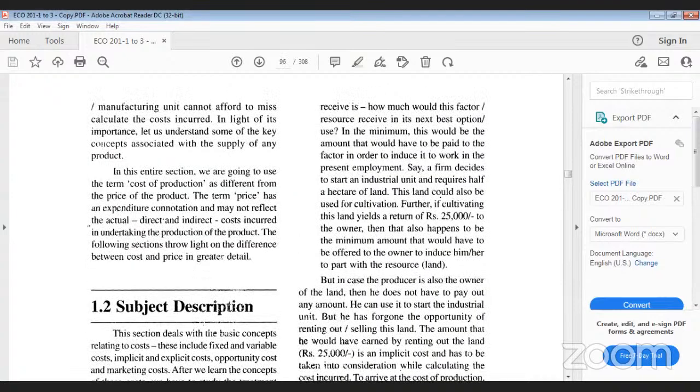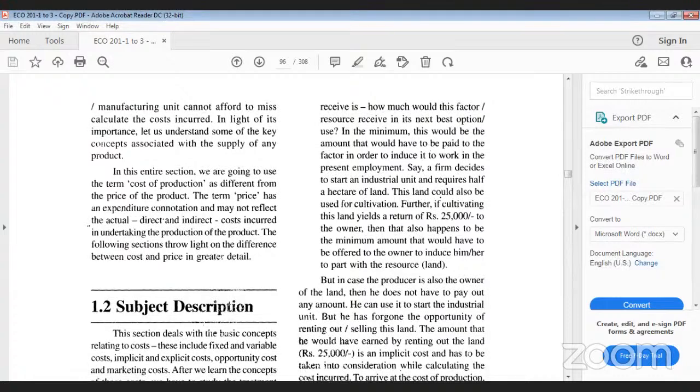Another unit cannot afford to calculate the costs, including in light of its importance. Let us understand some of the key concepts associated with the supply of any product.